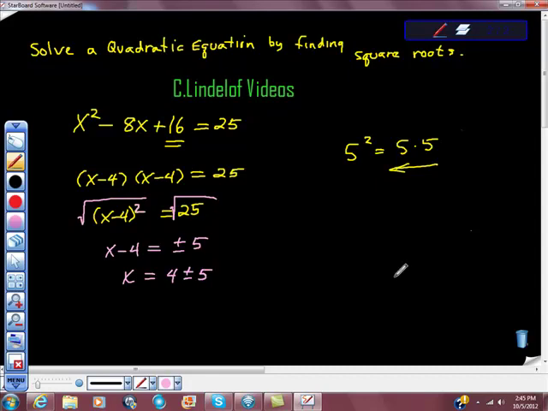It's really not a hard strategy, but it's a great technique to add to your arsenal of ways that you can solve quadratics. There are a bunch of them, and you've got to get as many of them under your belt as possible. So the idea of solving a quadratic by finding square roots is just one of those things, and I hope this was helpful.